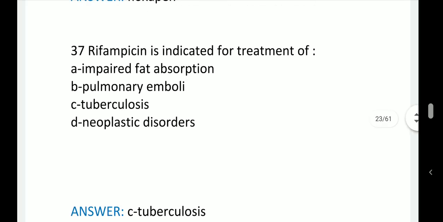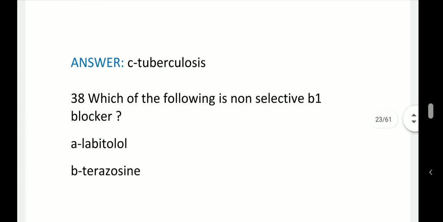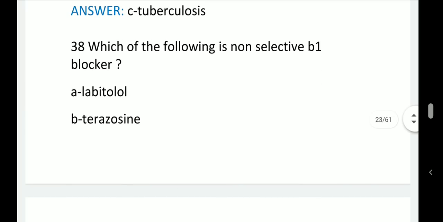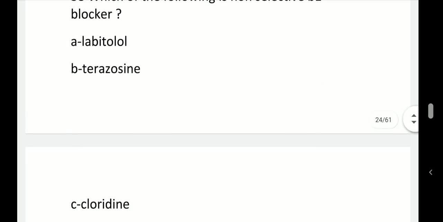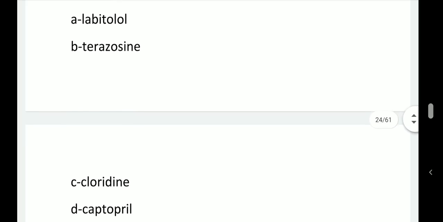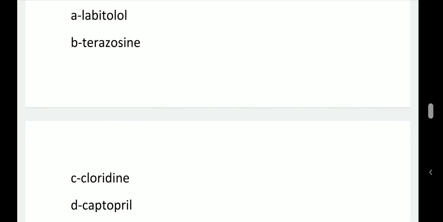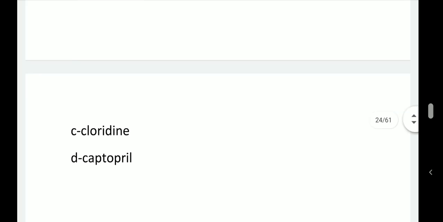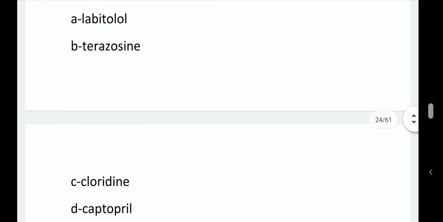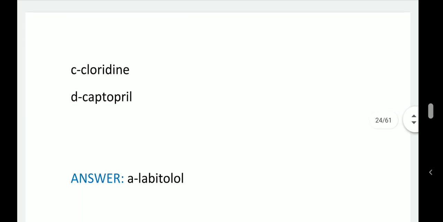Answer is option C, tuberculosis. Question number 38. Which of the following is non-selective B1 blocker? Option A, labetalol. Option B, terazosin. Option C, clonidine. Option D, captopril. Answer is option A, labetalol.